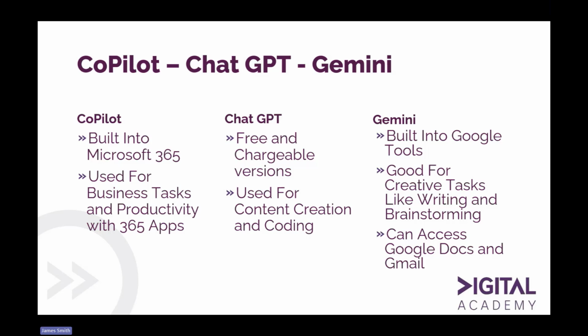And then Gemini is built into Google's tools. So it's good for more creative tasks, writing, brainstorming. You've probably seen on the TV adverts, you can ask it questions. Google's Gemini can access Google Docs and Gmail. So the big difference between the three of them is Copilot lives in your business world 365 ecosystem. That's not to say that ChatGPT and Gemini aren't as good. They're just different options.